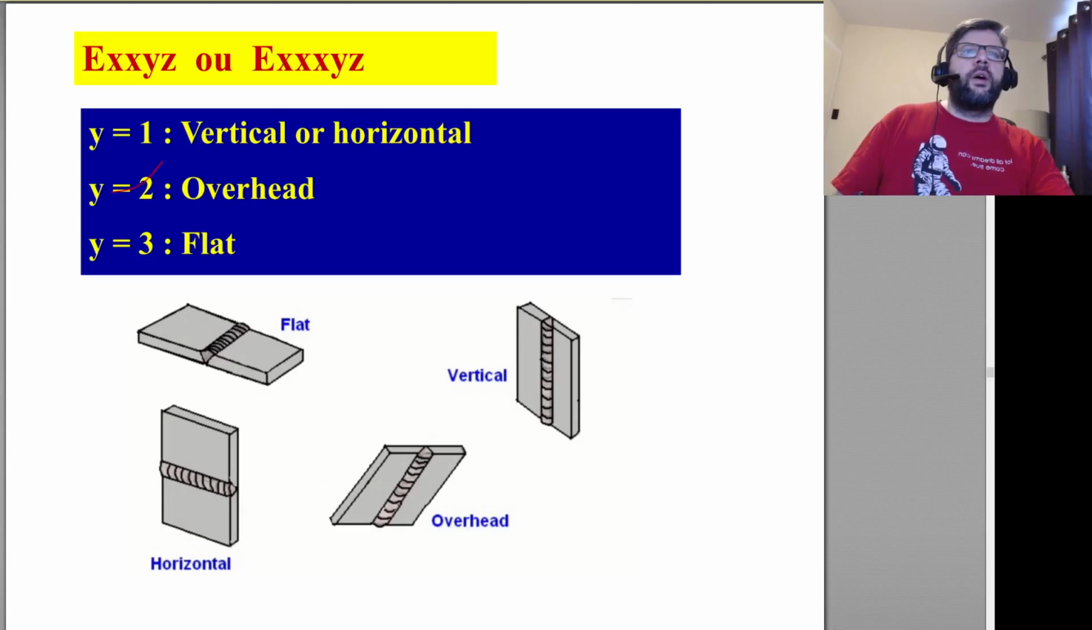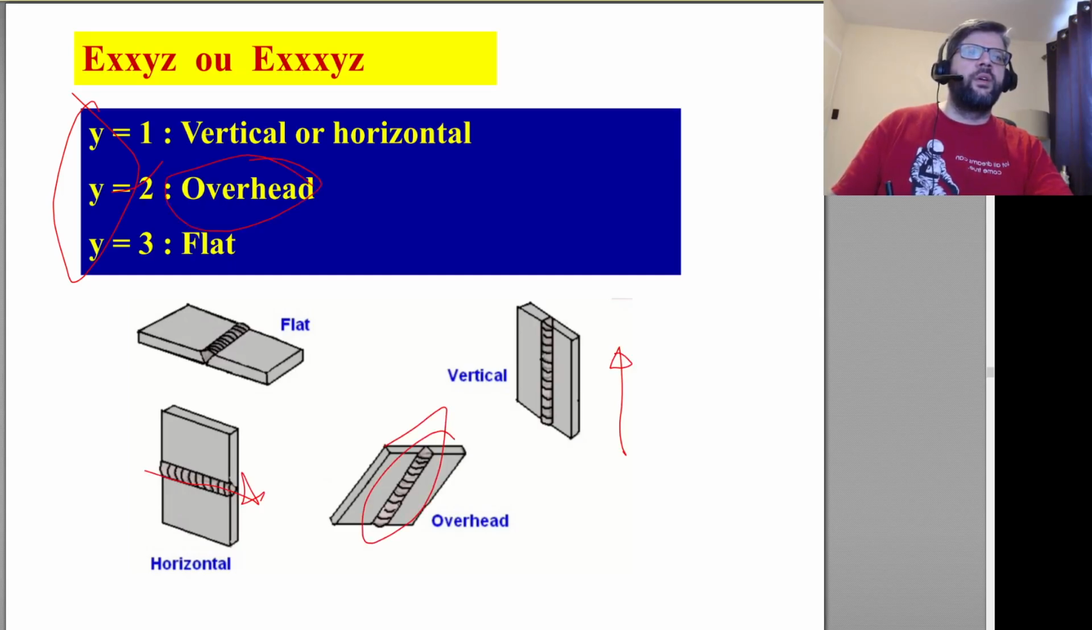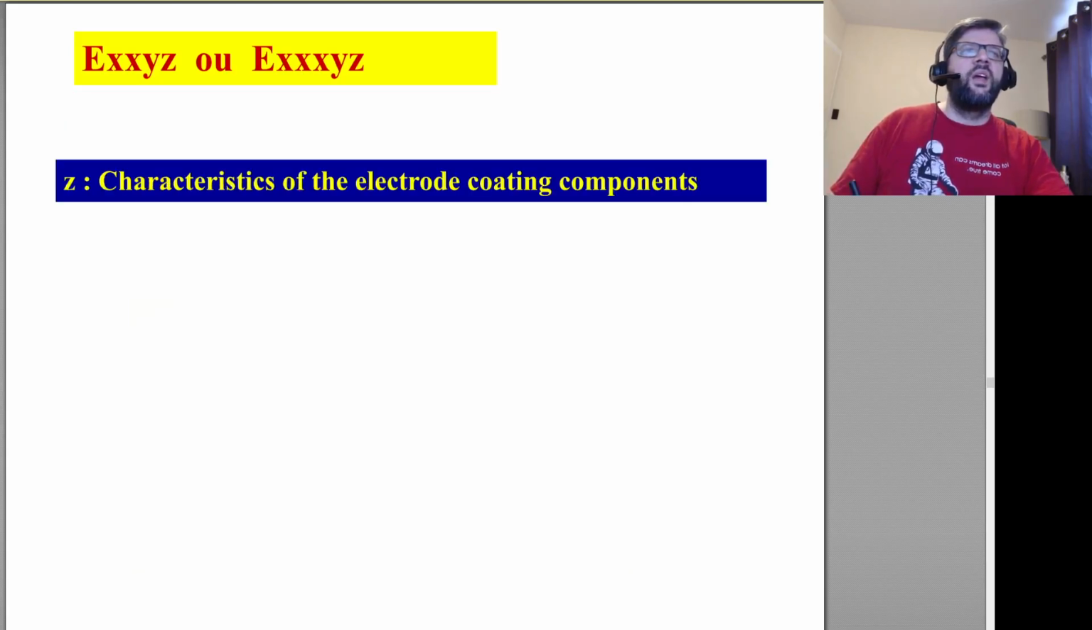The 3rd or the 4th digit, the Y, refers to whether or not it's designed to be a vertical weld, a horizontal weld, an overhead weld, or a flat weld. So the method of application. And then the Z refers to various characteristics of the electrode coating components.